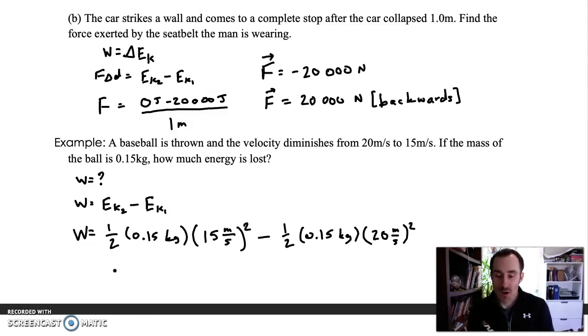Okay, so our work done here is going to be negative 13 joules. So that says that 13 joules of kinetic energy was lost by this baseball as it was flying through the air. I guess from air resistance. The loss is 13 joules.